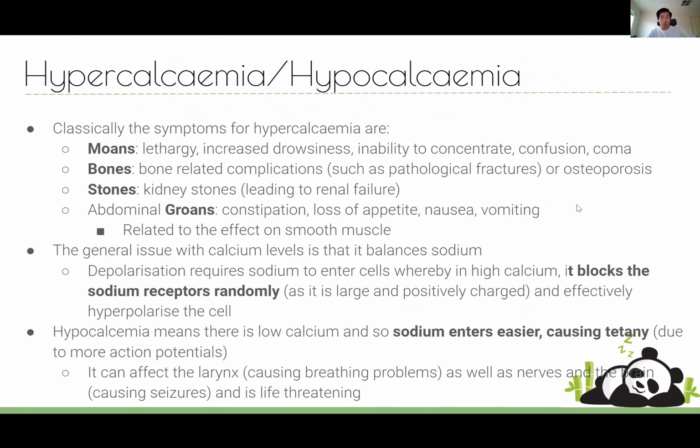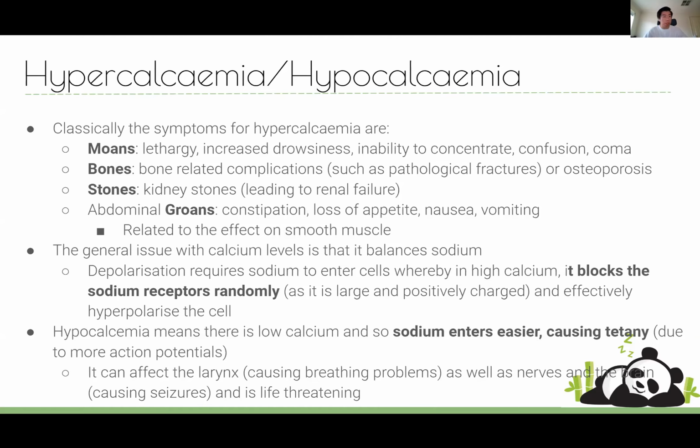Classically, the symptoms for hypercalcemia are moans, bones, stones, and groans. Your moans come from confusion, inability to concentrate, lethargy, and drowsiness. Your bones lead to complications such as osteoporosis or pathological fractures, where you have weakened bones. Stones are a result of kidney stones, which can result in renal failure, as we talked about last time, if you get chronic kidney stones and no treatment for them, but also more classically lead to a lot of pain. Abdominal groans are constipation, loss of appetite, nausea, or vomiting, and are related to the effect on smooth muscle.